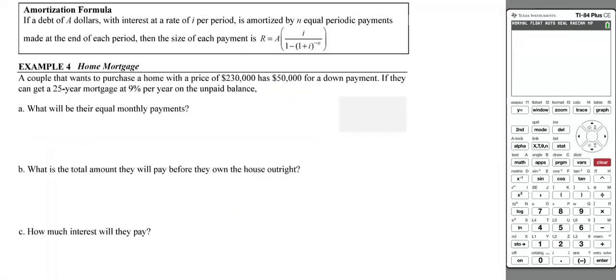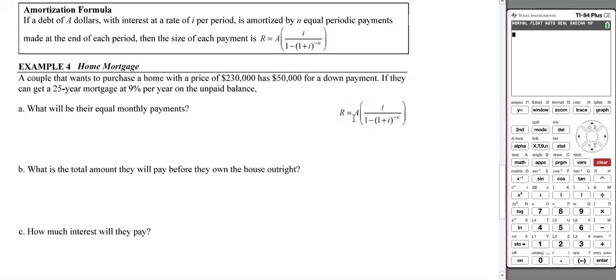Amortization formula. If a debt of $A with interest at a rate of I per period is amortized by N equal periodic payments made at the end of each period, then the size of each payment is R equals A times I over 1 minus the quantity 1 plus I to the negative N. Example 4 uses this formula.